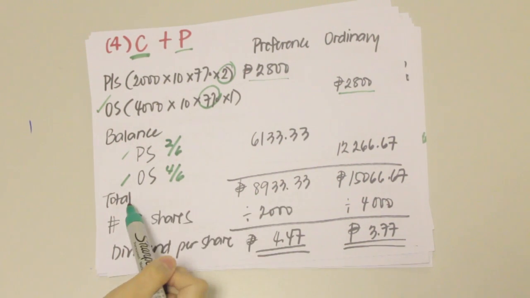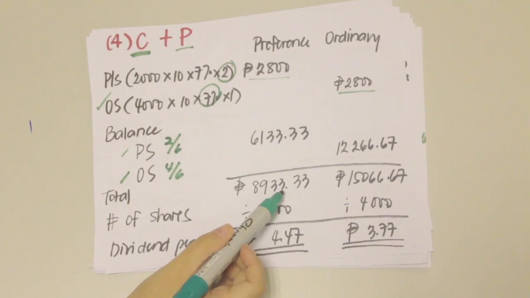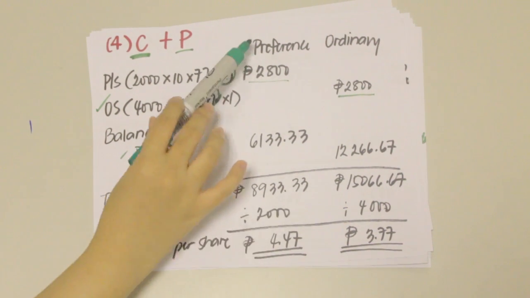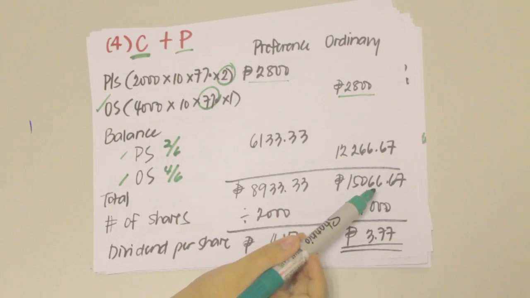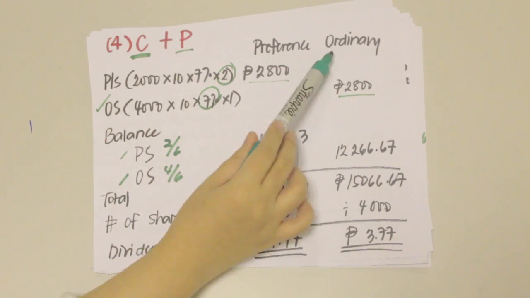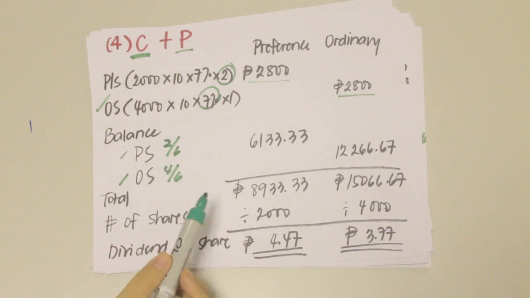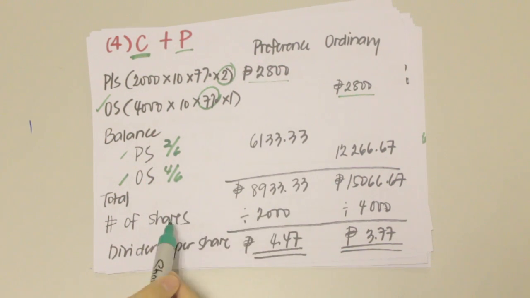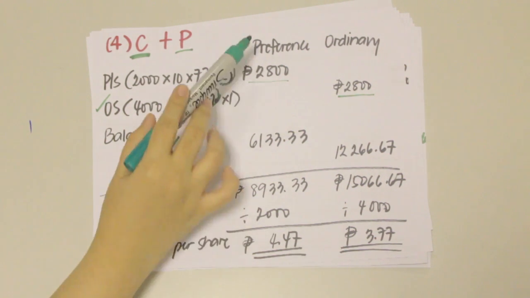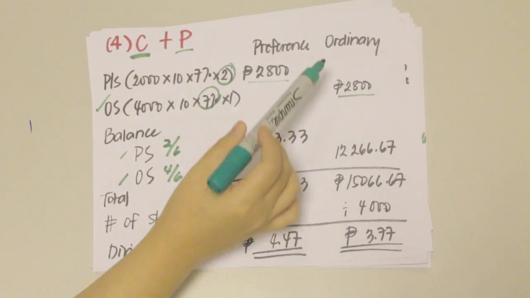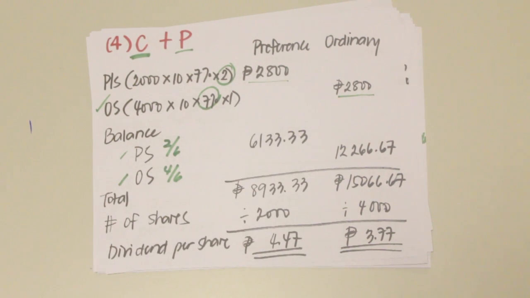So the total now would be 8,933.33 for preference shares and 15,066.67 for ordinary shareholders. Dividing the totals by the number of outstanding shares, again, we get the dividend per share. So that's 4.47 for preference shares and 3.77 for ordinary shares.